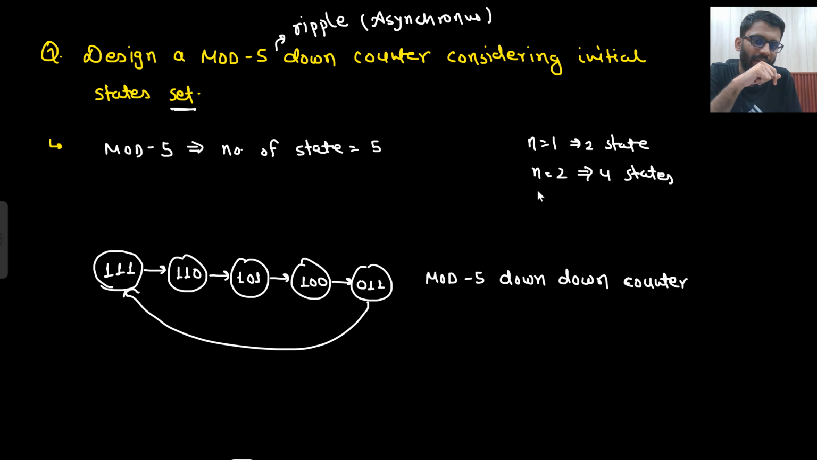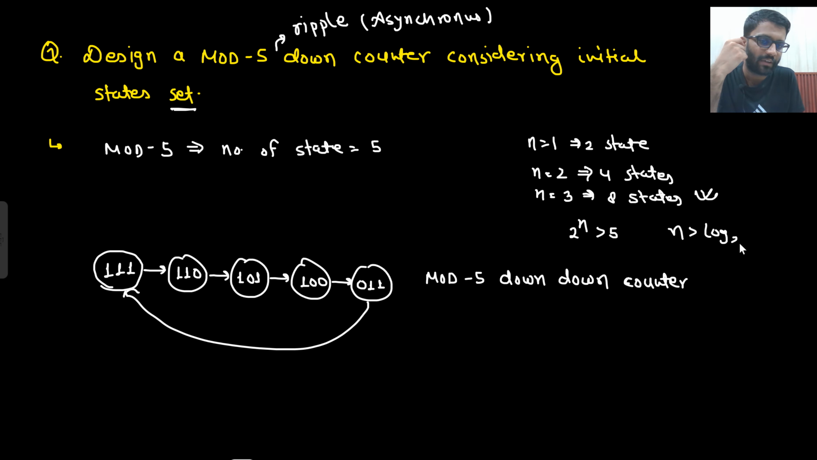With n equal to 3 you can get 8 states, so yes, this can be used. Basically your 2 to the power n should be greater than or equal to 5, so n should be greater than or equal to log base 2 of 5. Whatever the value is, your n will come out to be 3.